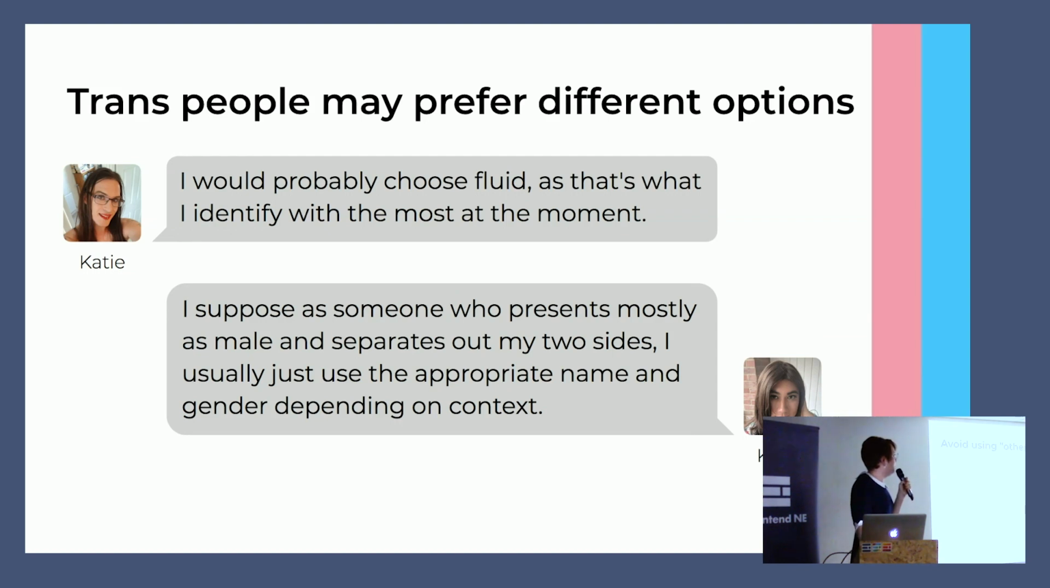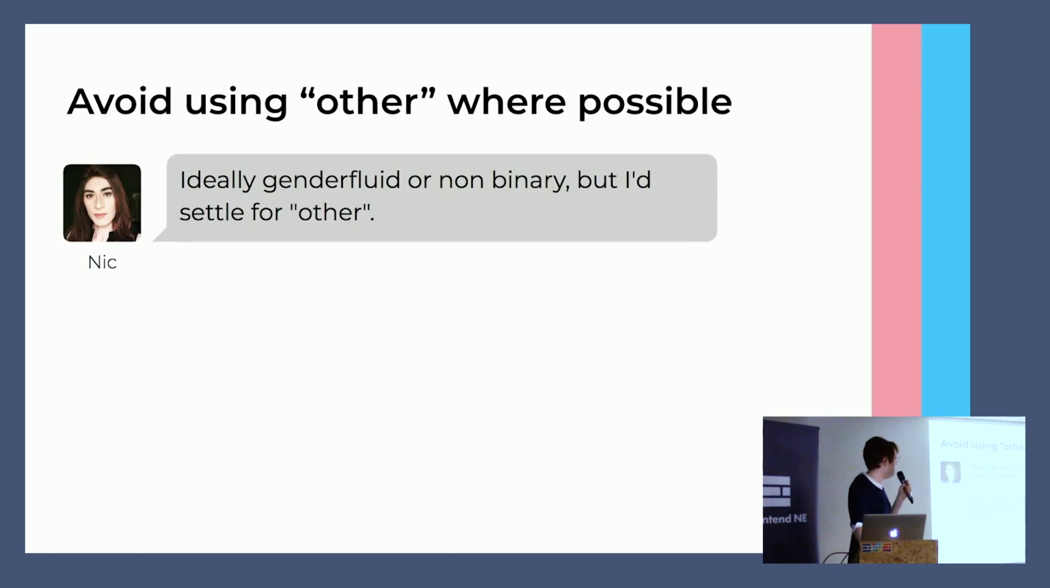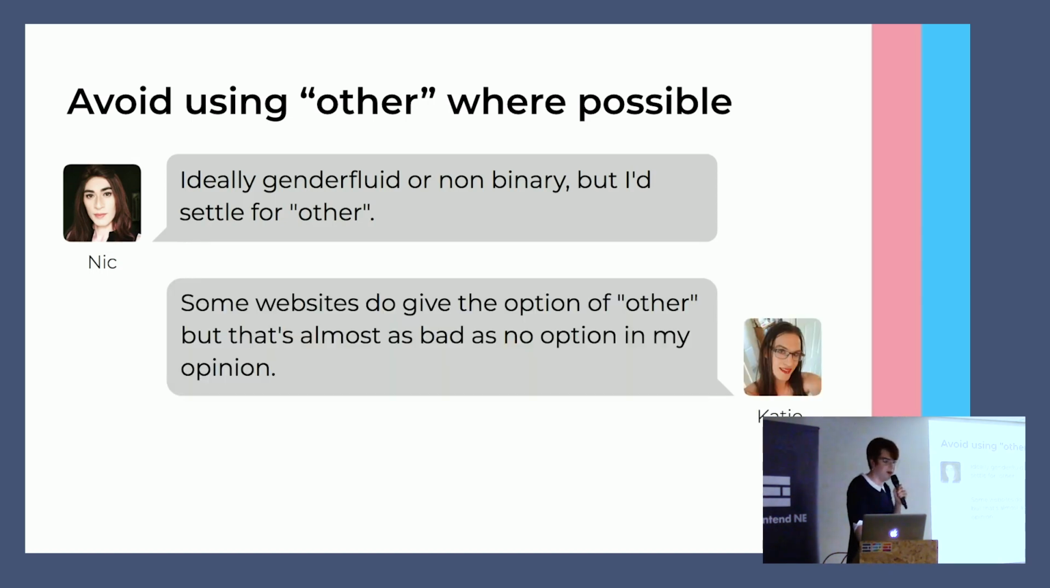Other is a bit of a thorny word. Depending on who you ask, they'll either be okay with it or not. Nick, again, says ideally gender fluid or non-binary, but I'd settle for other. Whereas Katie is a bit more disparaging and says that other is almost as bad as no option, in my opinion. I think the problem with other is if you don't provide people with adequate enough options, they're going to feel like you think they're everyone else. And it is quite dehumanizing to be like, oh, we've got these options, but you're not one of them. And so that's not a nice feeling.